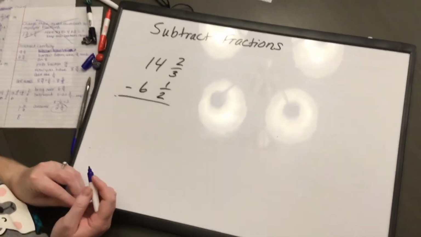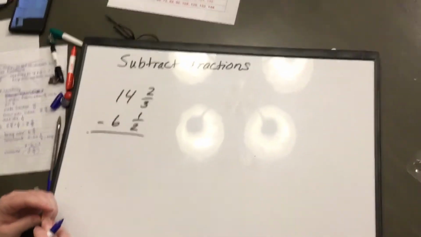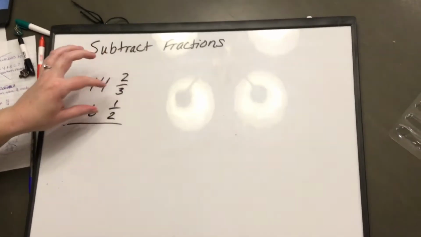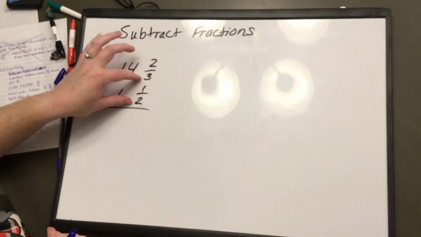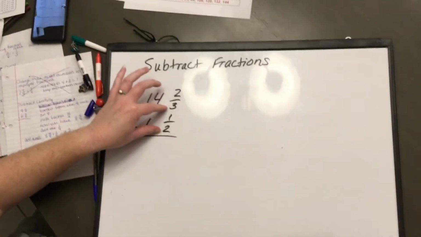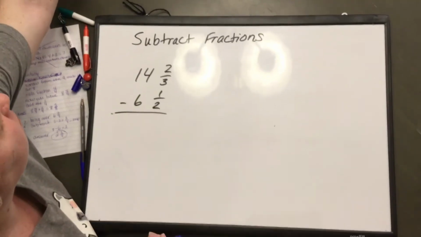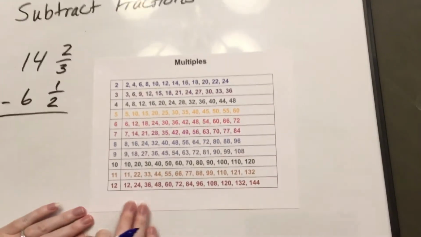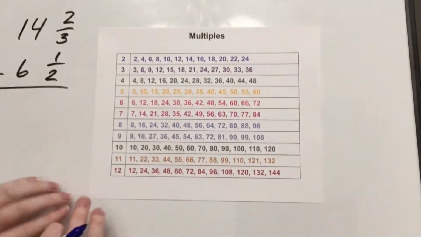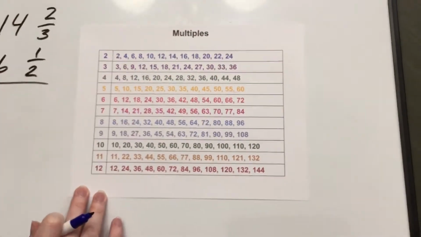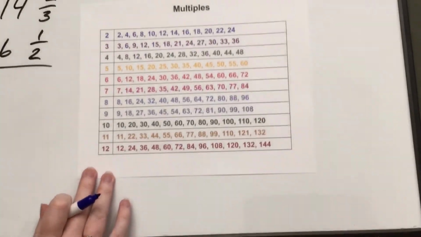Okay, so we can go ahead and subtract the 2 and the 1, but we have a problem with our denominator. We need to make them the same. So in order to do that, we have to find our common denominator. Your students are used to seeing this. This is our multiples list. We look at our 2's and our 3's, and we find the number that they share.